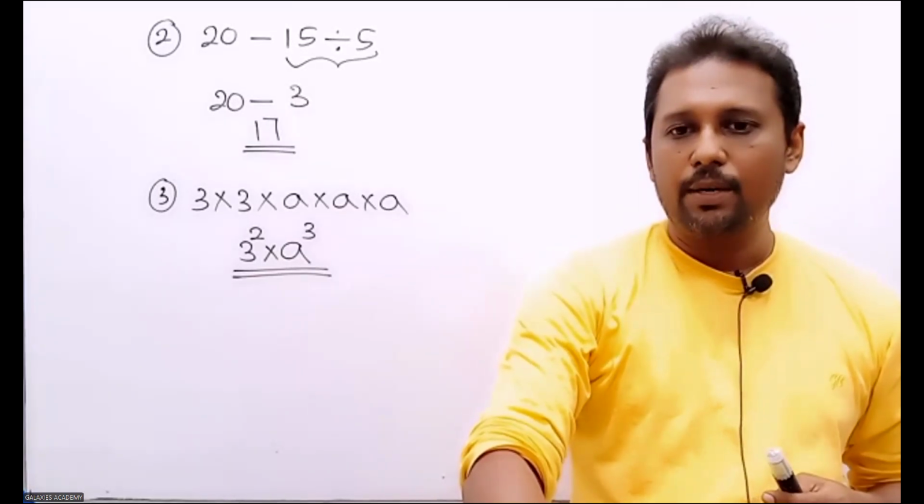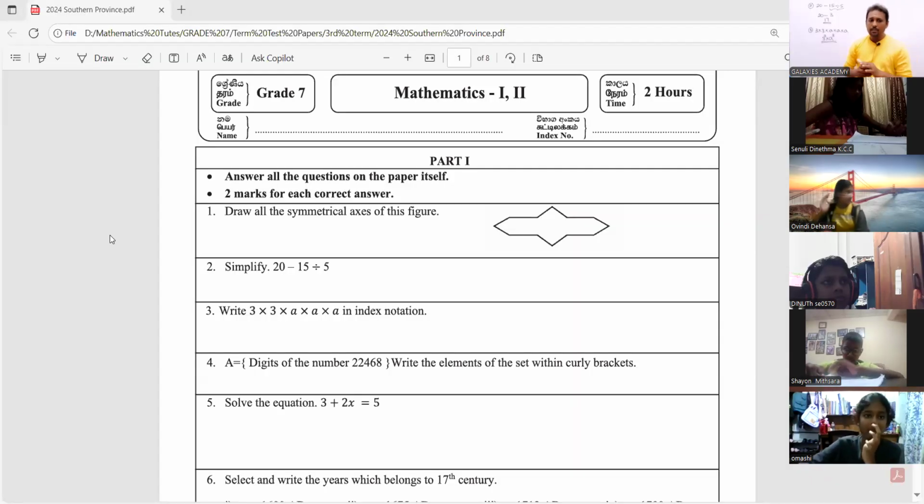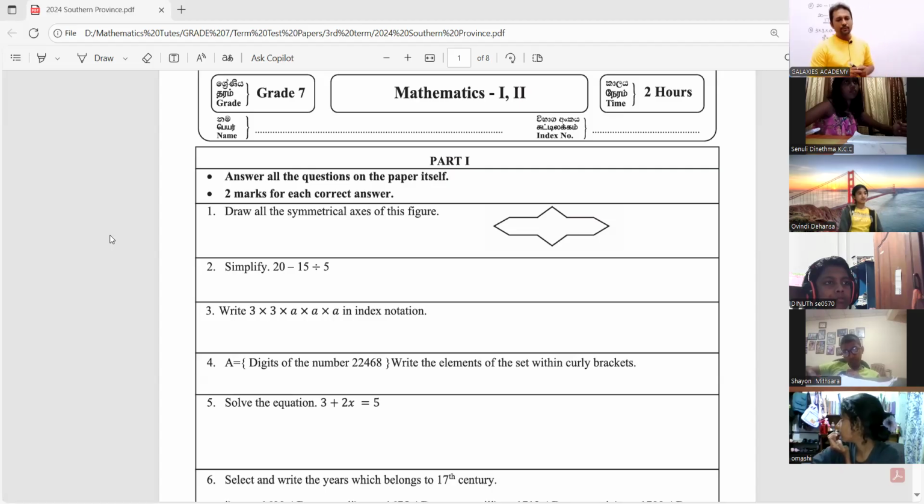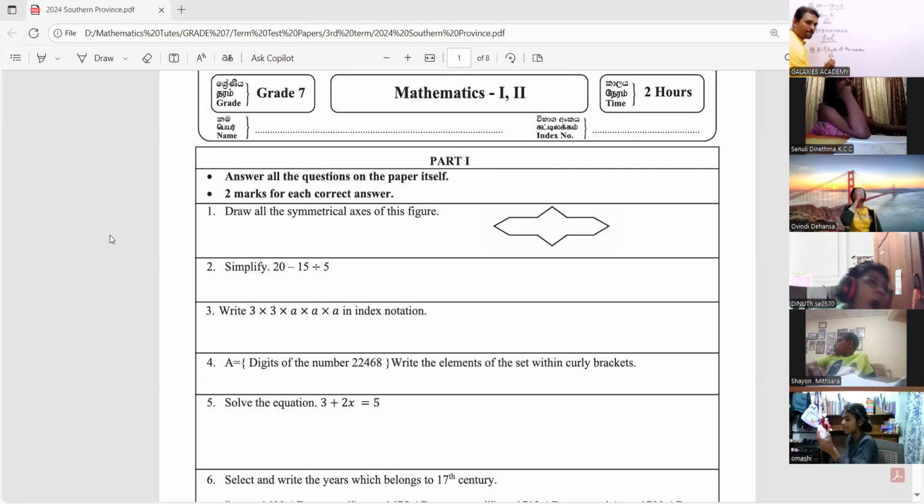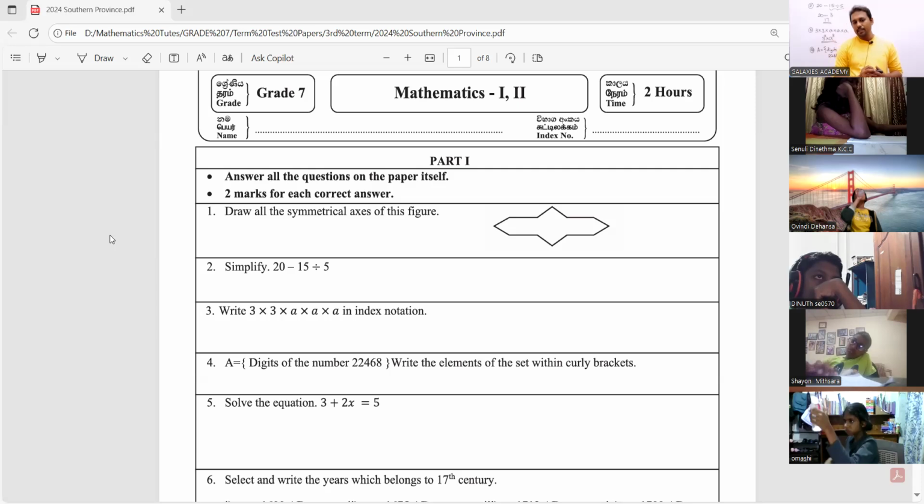Any needed things you can note down. Right, then let's go to the fourth question. Fourth question given from the sets. Capital A equal digits of the number 22,468. Write the elements of the set within curly brackets.